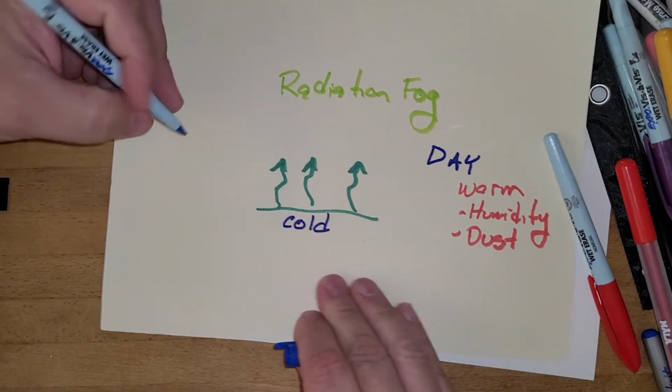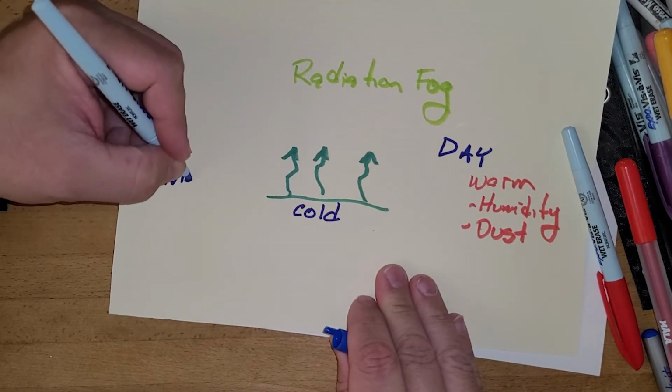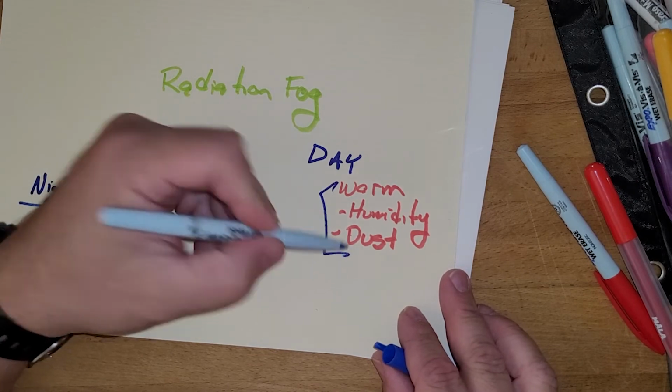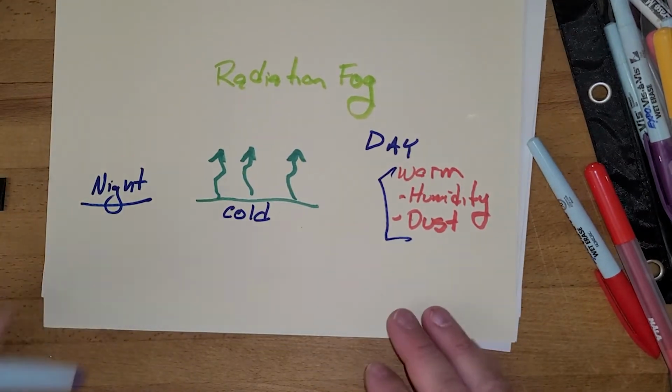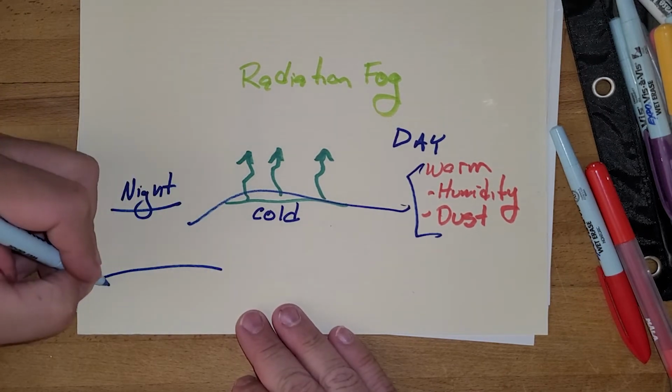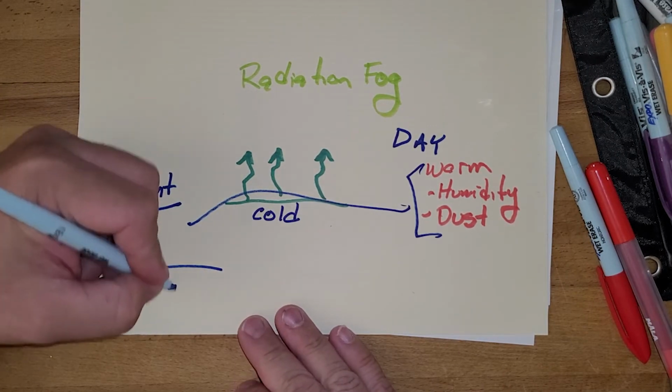Okay, so let's talk a little bit about night. At night, we still have that same air. We have our humidity and we have our dust. You guys see where I'm going with this, right? It's the ingredients that we need. However, the land gets cold.